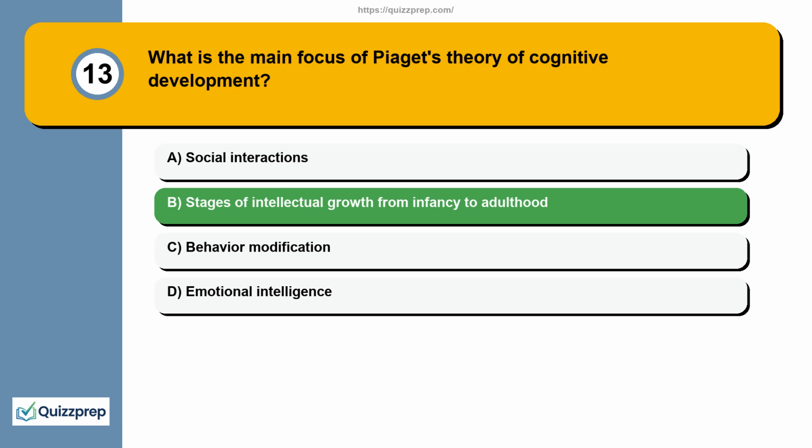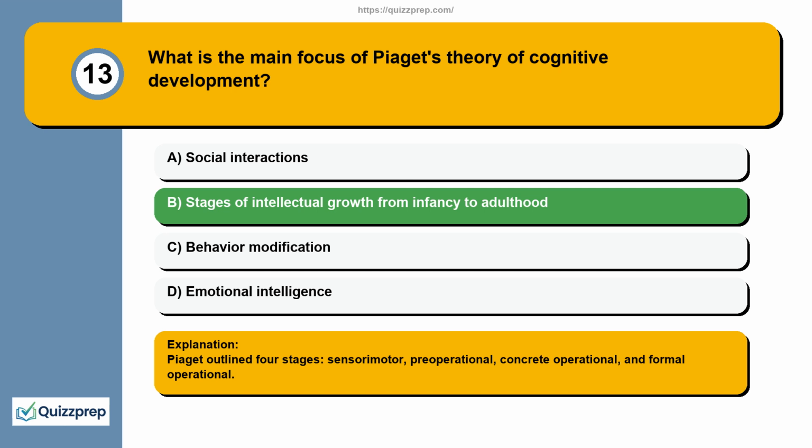Stages of intellectual growth from infancy to adulthood. Explanation. Piaget outlined 4 stages: sensorimotor, preoperational, concrete operational, and formal operational.